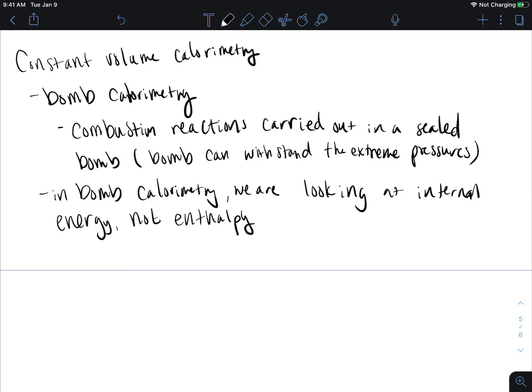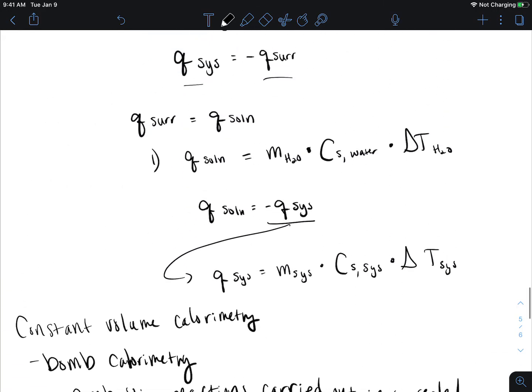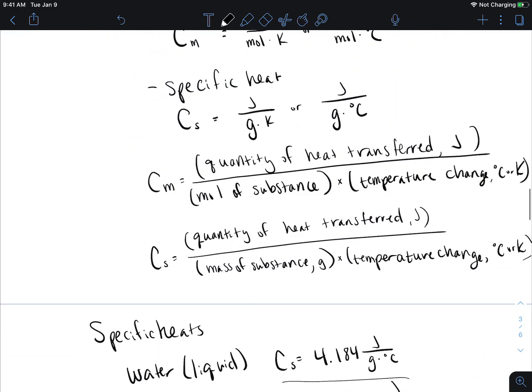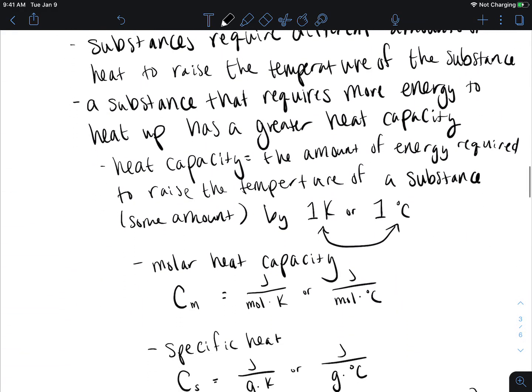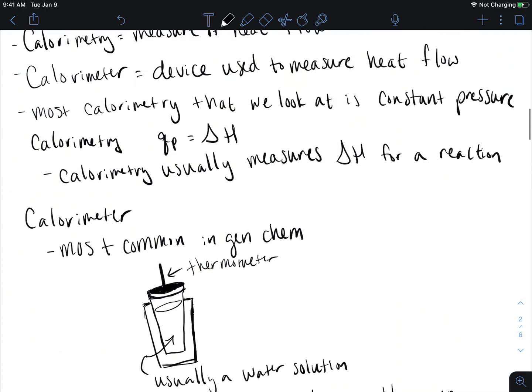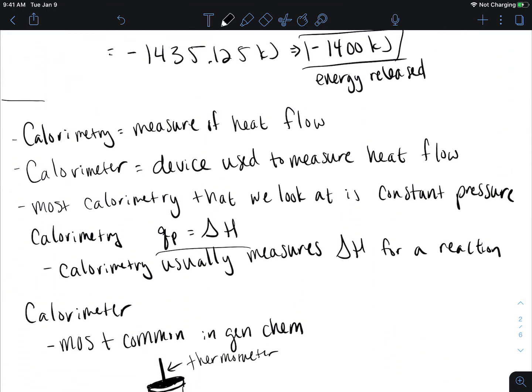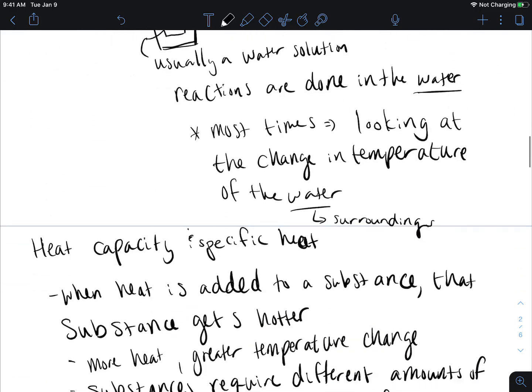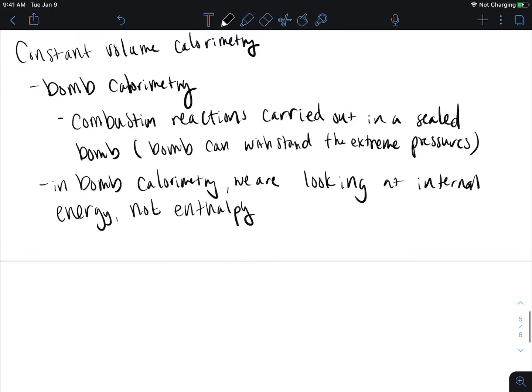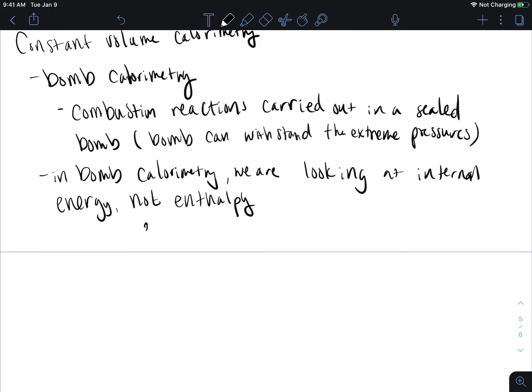Just like up here, when we said if we have a constant pressure system, then our heat will be equal to our enthalpy. In the case of constant volume, our heat at a constant volume is going to be equal to our change in internal energy. And that's because there is no work, because there is no volume change.